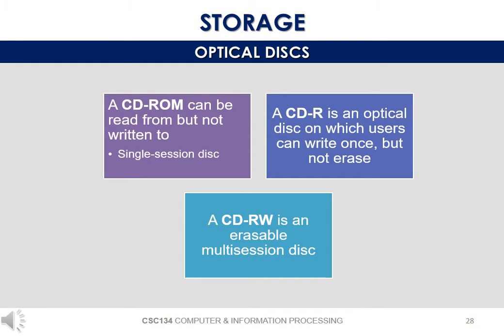Types of optical discs. First, we have CD-ROM. It can be read from but not written to, which is a single session disc. Second, CD-R is an optical disc on which users can write once but not erase. The last one is a CD-RW, an erasable multi-session disc.